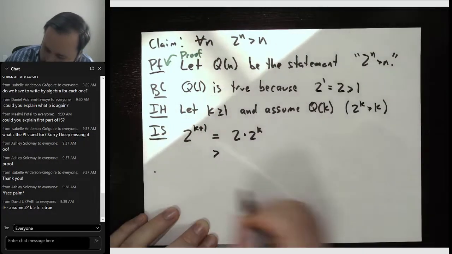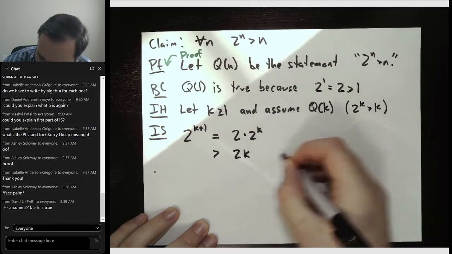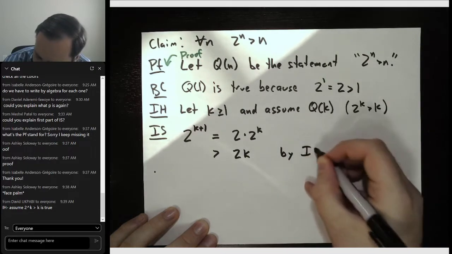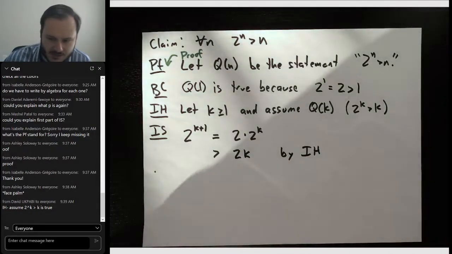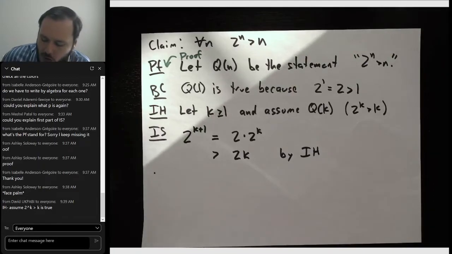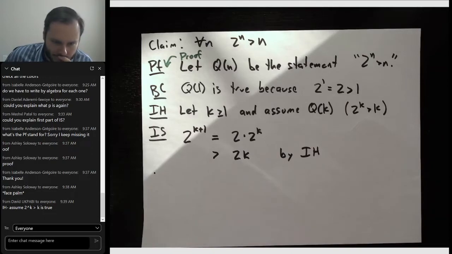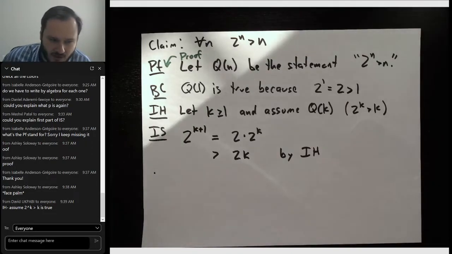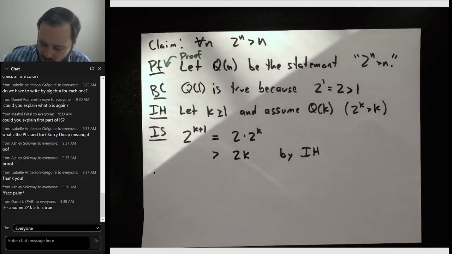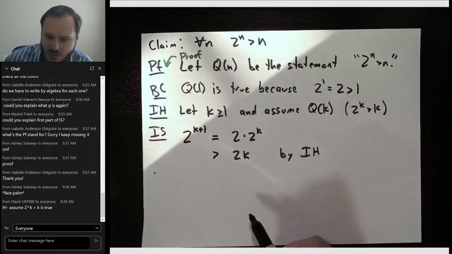This lets me use my induction hypothesis. I'm going to label it "by induction hypothesis." Okay. What I have right now is 2k. What I want to get to is k plus 1. And this is tricky. I would not fault anybody for getting stuck here for a while. How do I get from 2k being bigger than k plus 1?